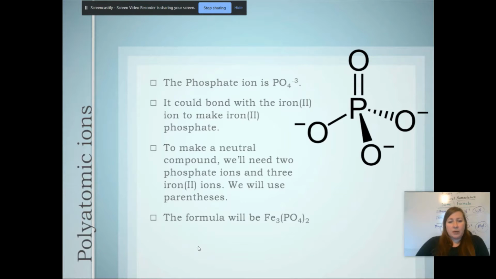Here's another example. This one is the phosphate ion. It's PO4 minus 3. It's got phosphorus and oxygen, so you know it's phosphate. It could bond with an iron 2 ion to make iron 2 phosphate. And to make the compound neutral, we would need 2 of those phosphate ions with their minus 3 charge, and 3 of the iron 2 ions with their +2 charge to make it neutral. And we have to use parentheses when we write the formulas for these. So the formula will be Fe3(PO4)2.